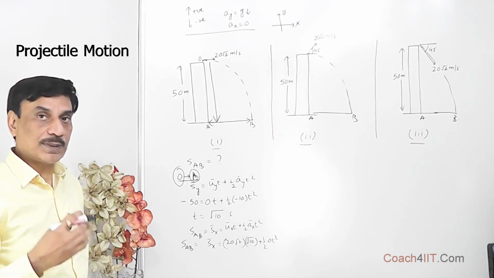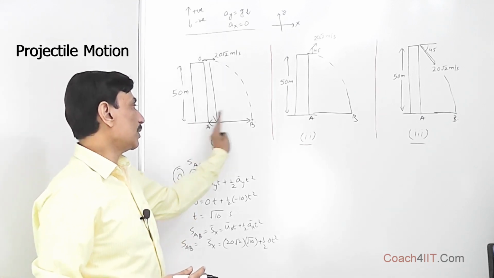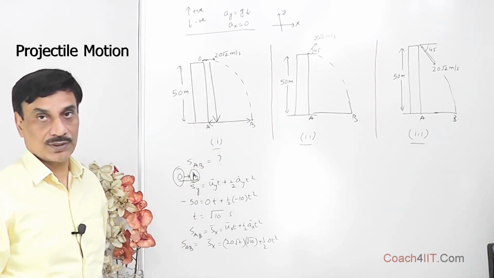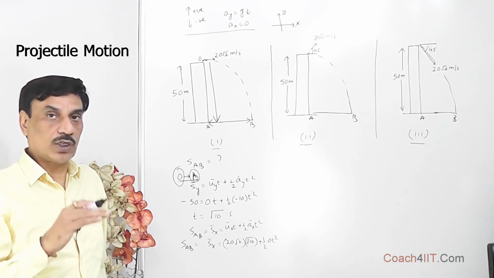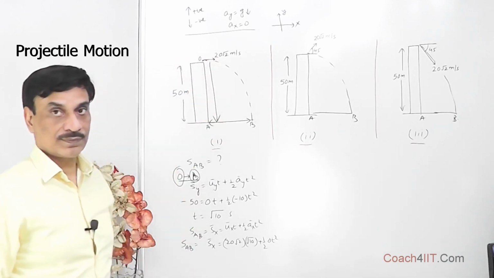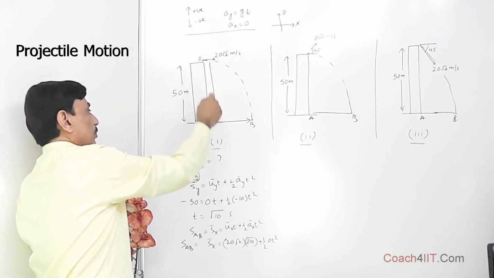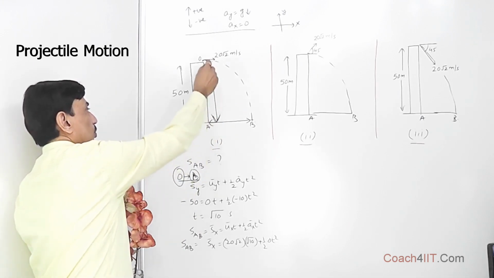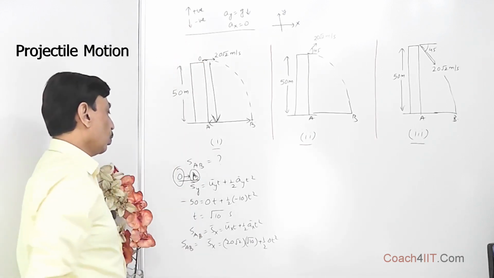When we are talking about the displacement on the y-axis, we shall not bother about how much it has gone in this direction or in the reverse direction. We are just bothered about whether the body has gone down or whether the body has gone up. So in this case, the body has gone down by 50 meter. So displacement on the y-axis is in the downward direction. Displacement is a vector quantity, it has an arrow on its head. So this is 50 meter in the downward direction, that's why it is negative, minus 50 equals Uy.